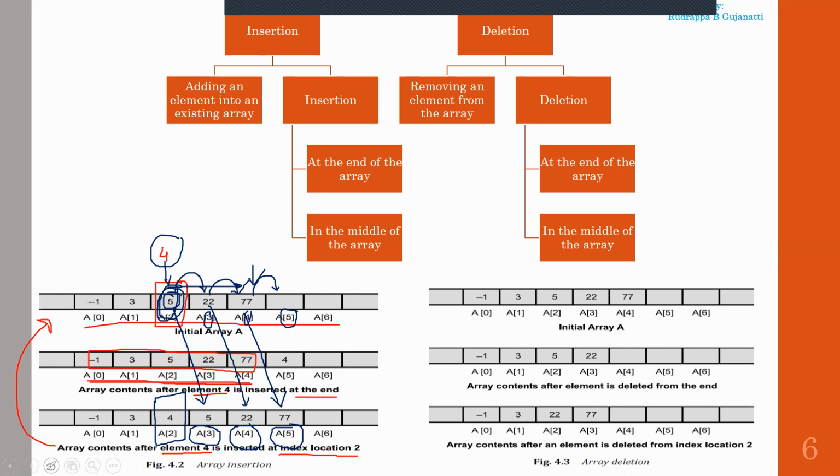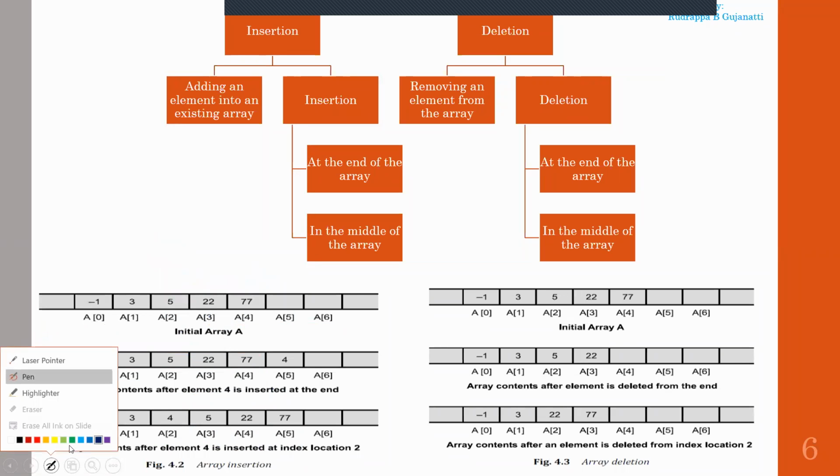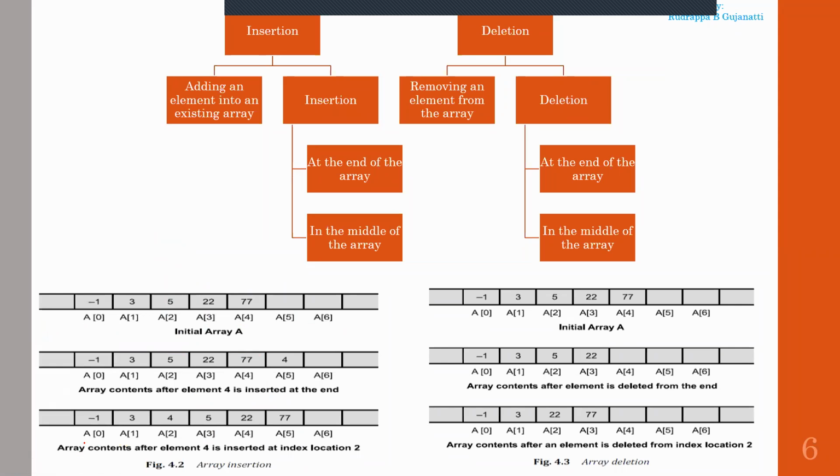So here, when you're inserting the elements in between, what is happening? You can observe that the index elements are altered. So in this case for 4, these elements' index are altered. These elements' index are altered and the new element is inserted in between.